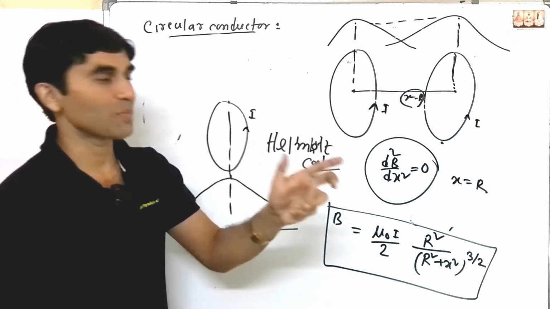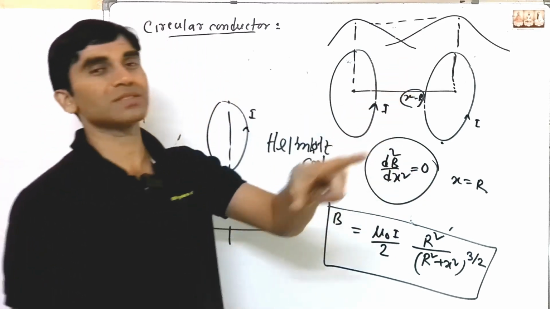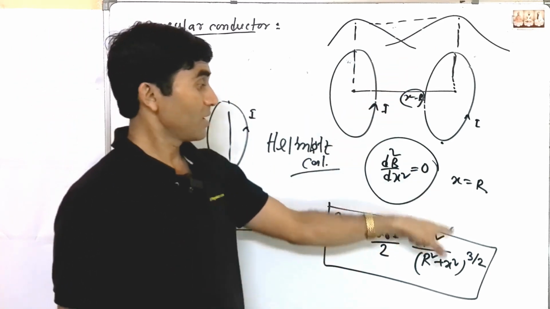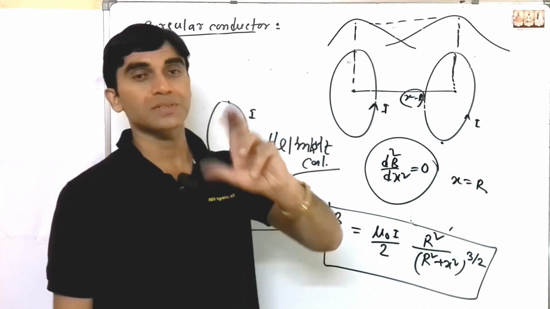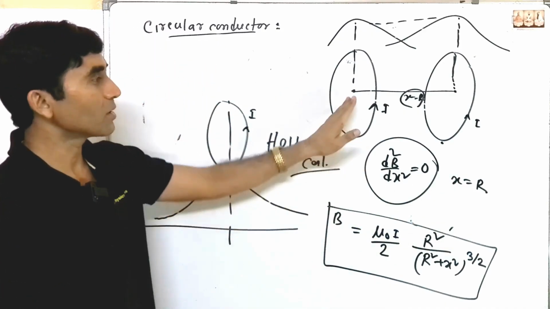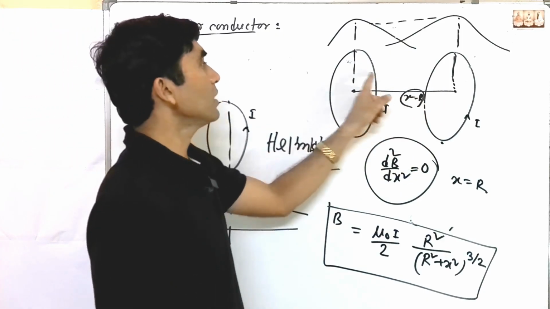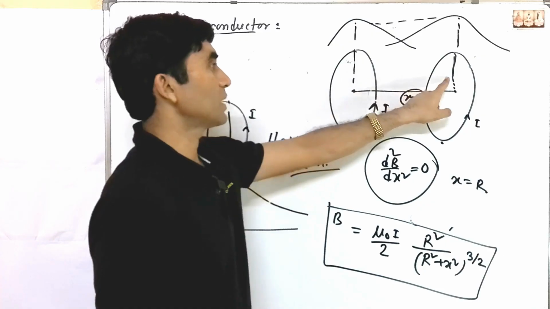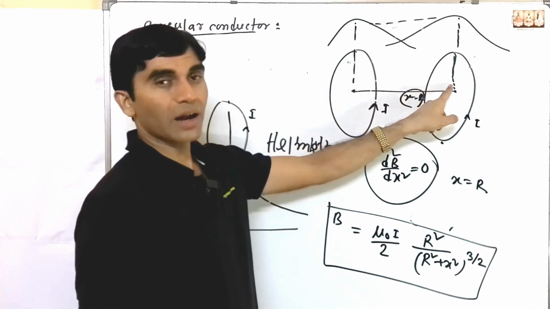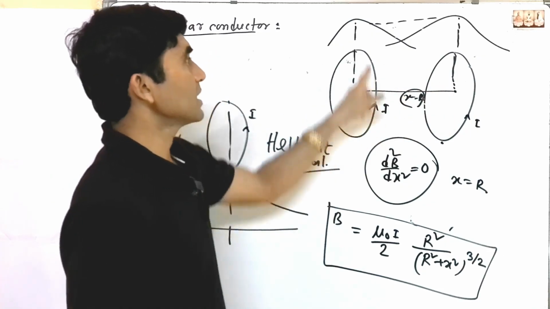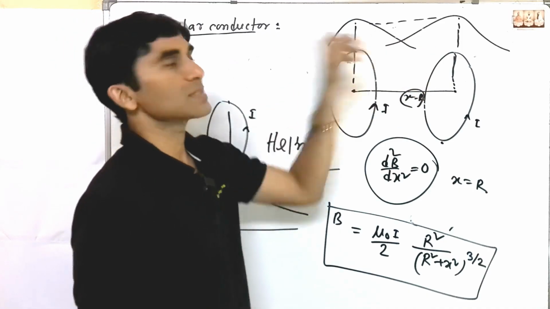There are lots of applications of the Helmholtz coil. In your graduation classes there is a proof also, and a typical question. But for your class 12 this is more than sufficient. If you put two coils of radius r at a distance r only, then there is a uniform magnetic field in between.